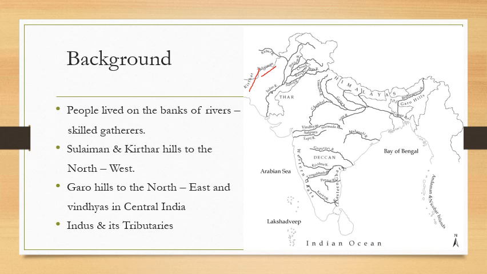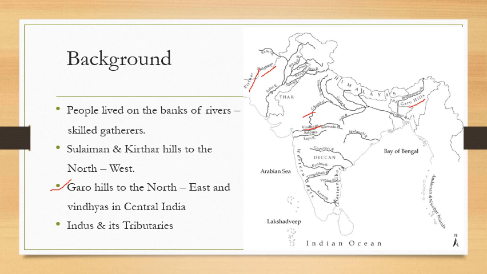So these are some of the areas where people first began to grow crops about 8,000 years ago. People also began rearing animals like sheep, goat and cattle. Next we have Garo Hills to the northeast and Vindhyas in central India. This is Garo Hills and these are Vindhyas. These are some other areas where agriculture developed. The places where rice was first grown are to the north of the Vindhyas, so somewhere here.